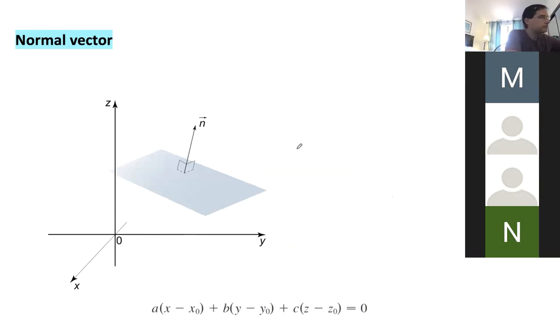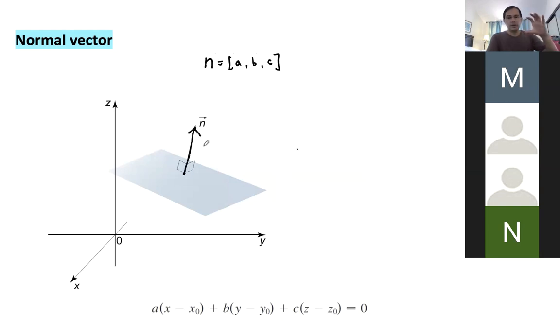Let's say now that we have the following situation. So we want to describe the equation of this plane. What's given is this vector n, and let's say that this vector has three components, a, b, and c. Okay, this vector n has three components, a, b, and c, and this is the vector n.